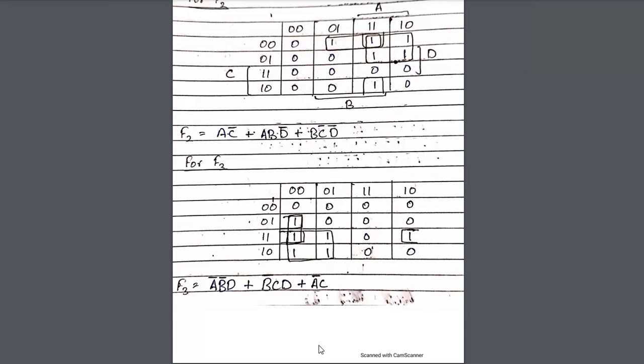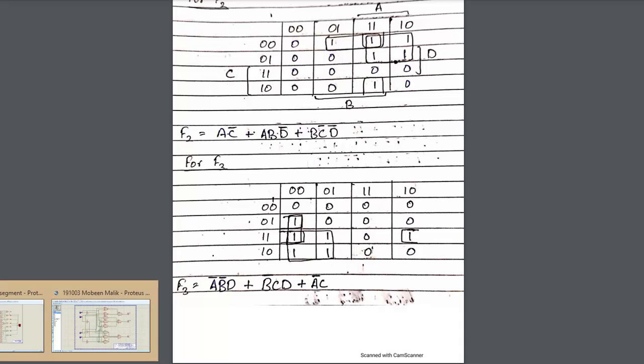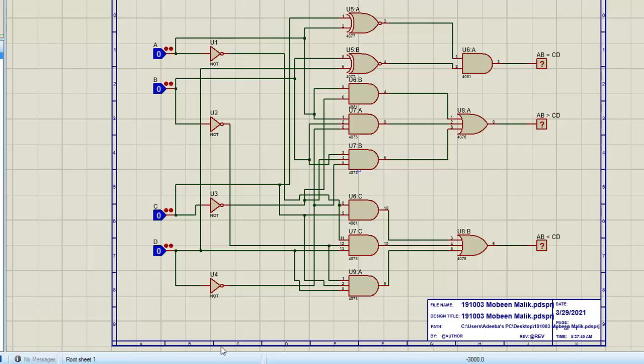The simulation of these equations with the help of gates is shown in this schematic made in Proteus. As you can see, there are the 2-bit inputs. These 2 inputs show the number 1 and these 2 inputs show the number 2.